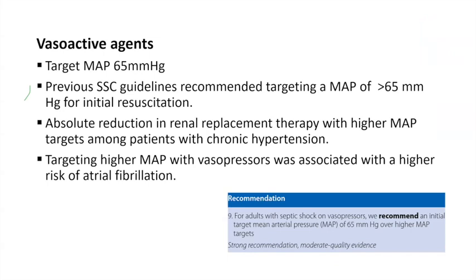The target MAP is 65. The previous guidelines gave a target MAP of above 65, but now what they mention is 65, because trying to maintain a higher MAP target using vasoactive drugs is not going to add any benefit, but can cause unwanted side effects of the vasoactive agents. But there may be some other compelling indications where the patient needs a higher MAP target, like those with chronic hypertension, to preserve renal function.